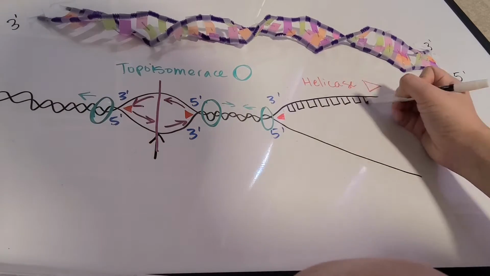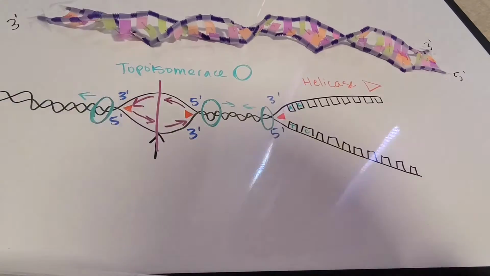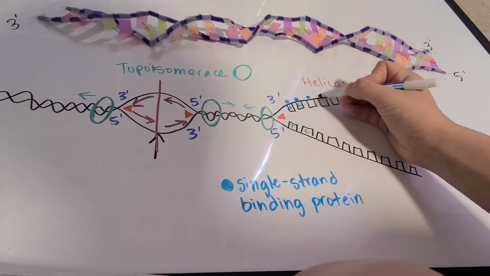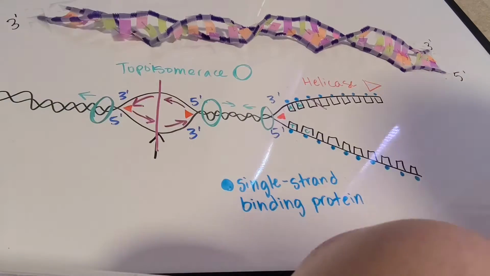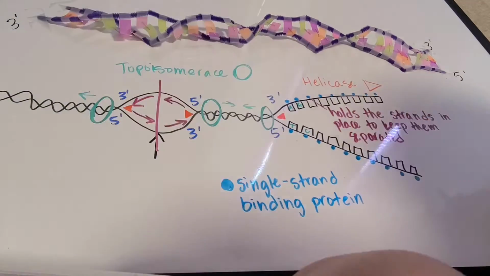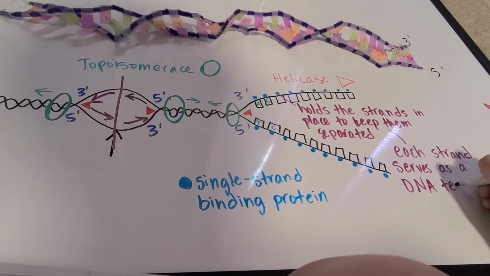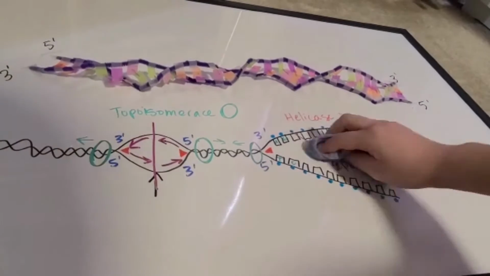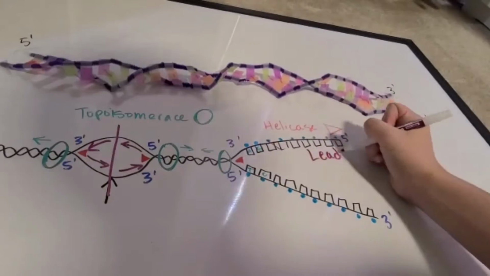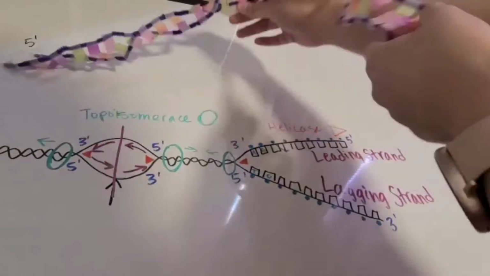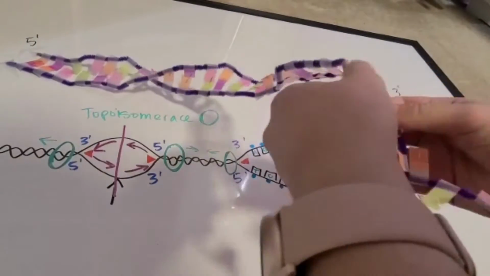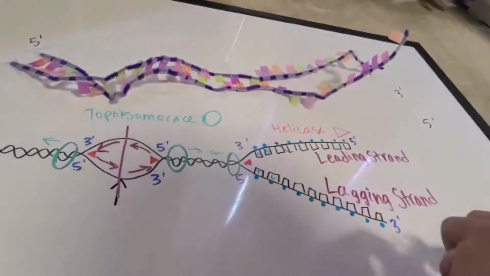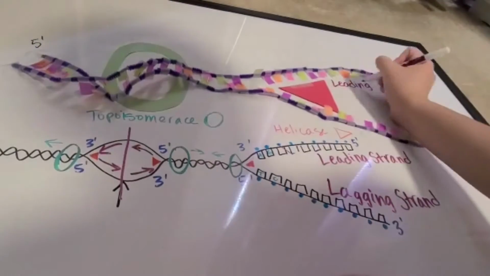As the DNA strands separate, single-strand binding proteins hold them apart. This makes it so 2 DNA strands can be made out of 1. Each separate strand is a template for the new DNA. One of the separated strands is the leading strand and the other is the lagging strand. The leading strand is the strand that has the 5' end first, and the lagging strand has the 3' end first.